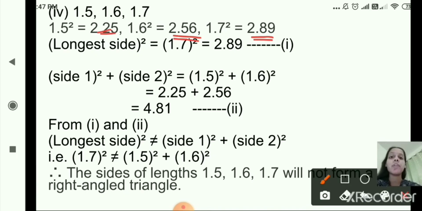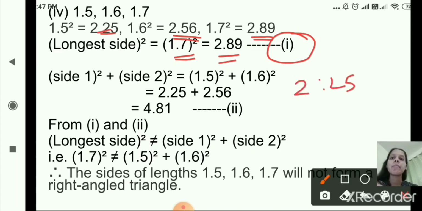Now we'll write down the first statement, that is, longest side square is equal to, which is the longest side? Among 1.5, 1.6, 1.7, which is the longest side? 1.7. So longest side square means 1.7 square, which is equal to 2.89. This is the first statement. Now the second statement is side 1 square plus side 2 square. Which is side 1? That is 1.5. Side 2 is 1.6. So 1.5 square plus 1.6 square. 1.5 square is 2.25 and 1.6 square is 2.56. So do the addition.